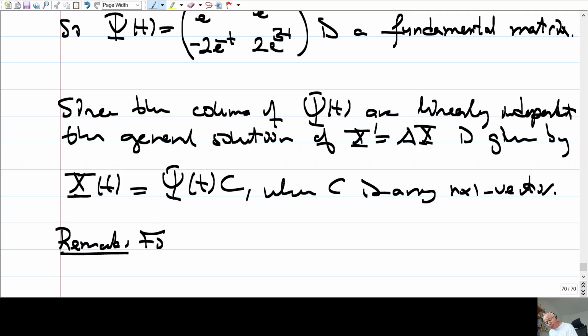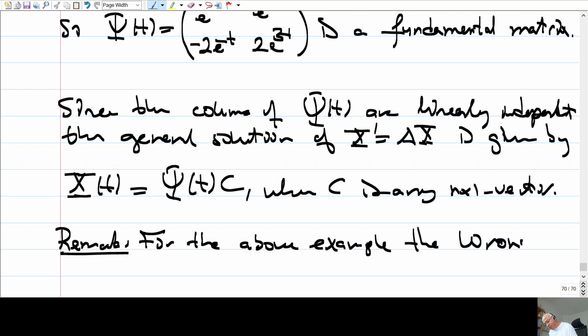For the above example, the Wronskian of the solutions, which solutions?